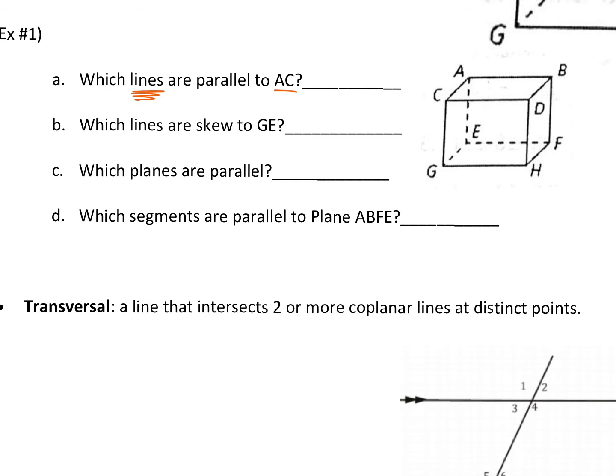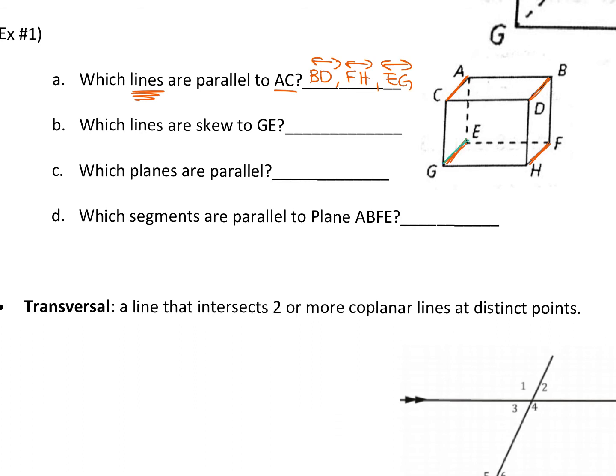So everything parallel to AC, right? Here's AC. What would be parallel to that? BD. EG. BD, FH, EG. Okay. Now EG and GE, that's the same line, right? You don't need to name it both ways. Keep that in mind. Pick one or the other. It's not wrong if the notes, like if you're correcting your homework tomorrow and it says the opposite, you're still correct, okay?